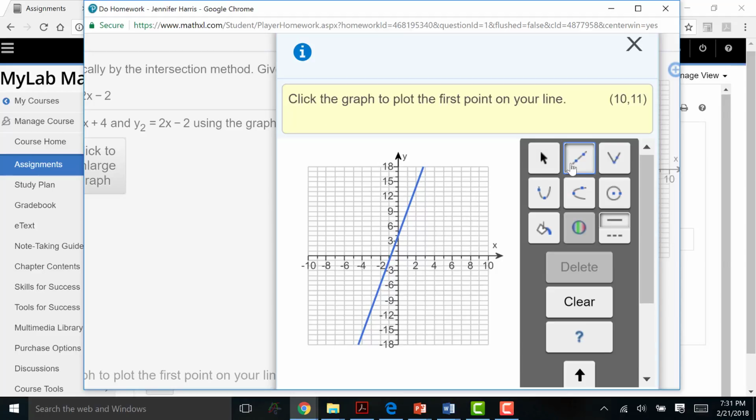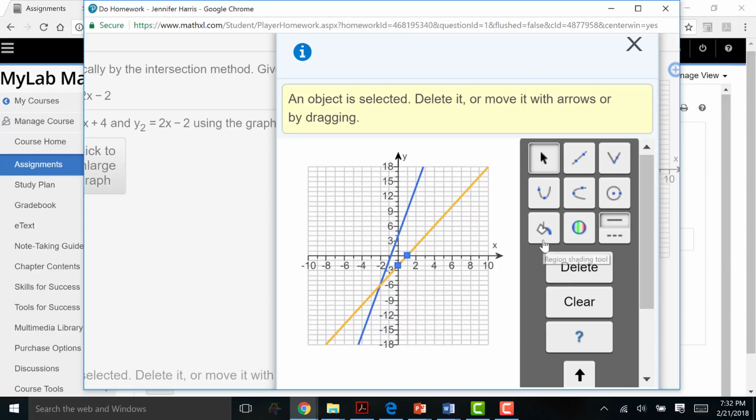I clicked on this line again. Now it's going to let me put my second line. I'm going to put a point on -2. Click it. Up 2 and over 1. Also 1, 2, over 1. Click it. And I'm done.